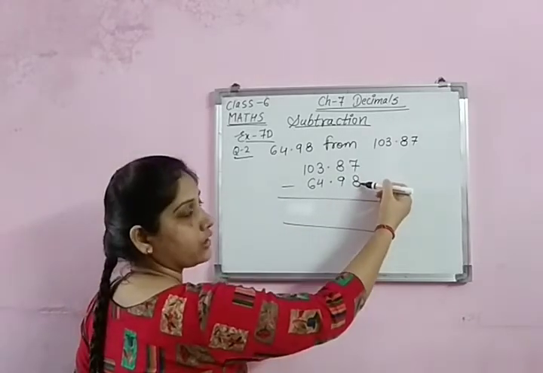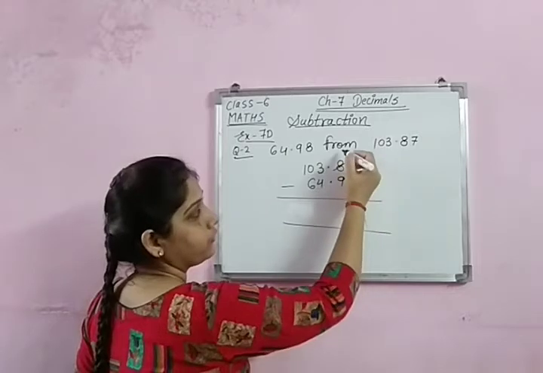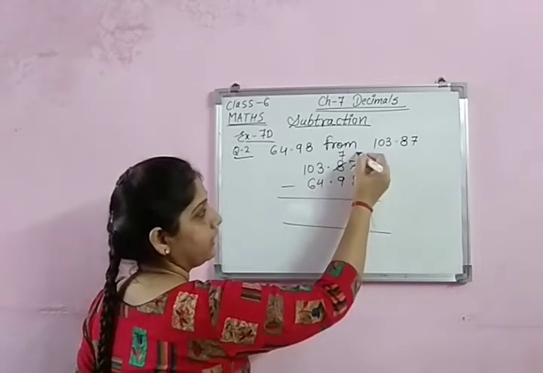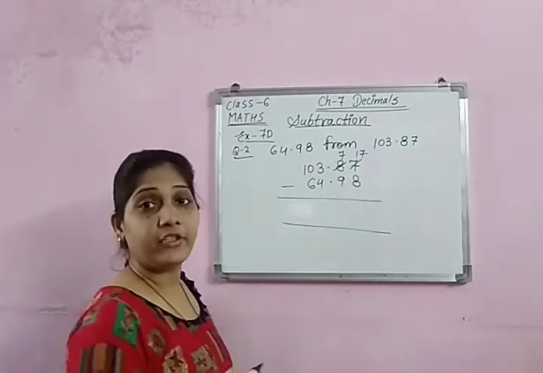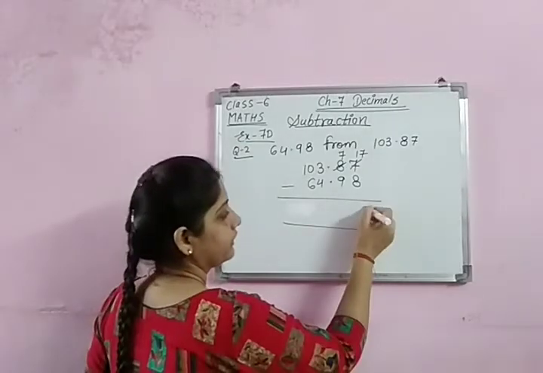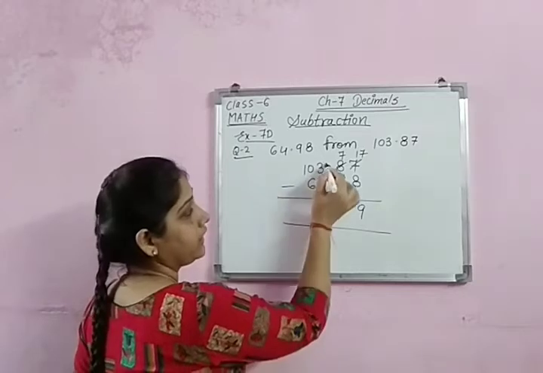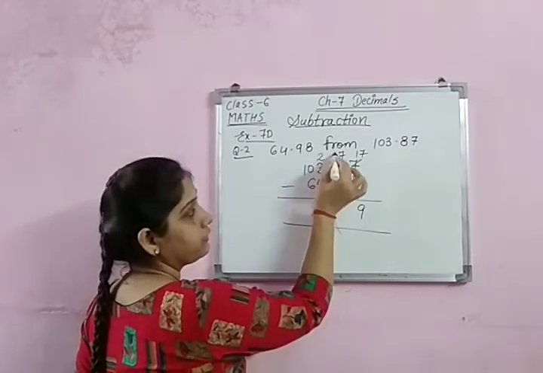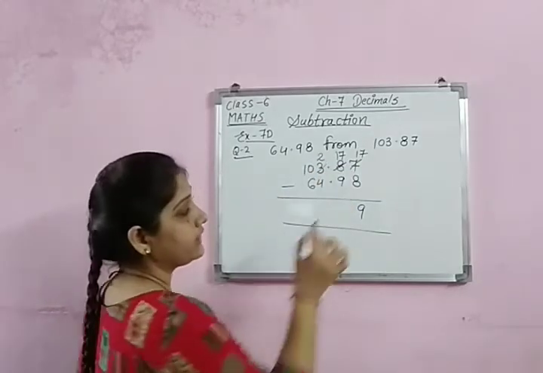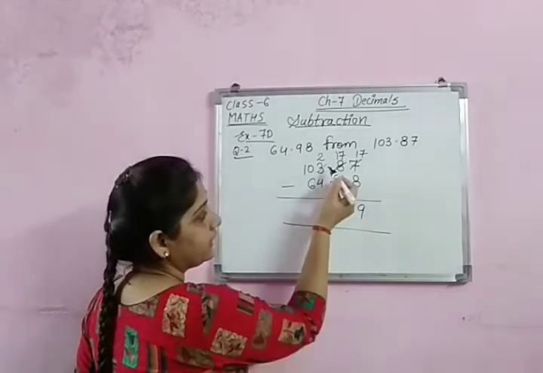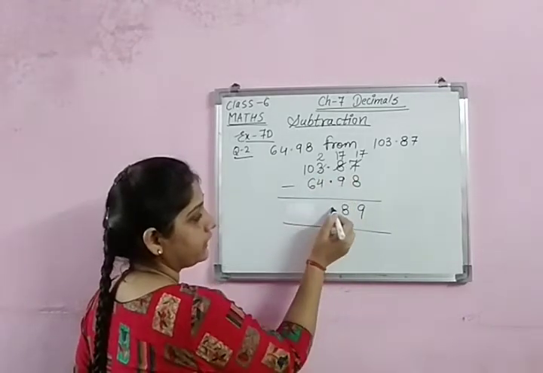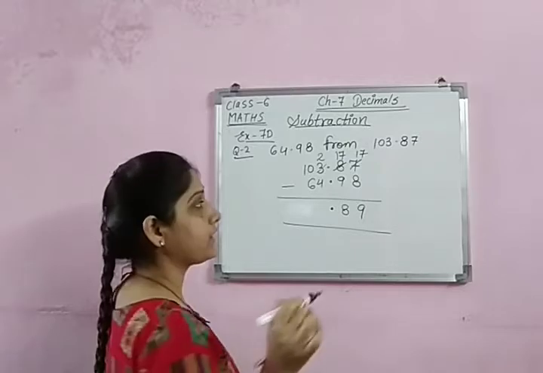From 7 we cannot subtract 8, so I am taking borrow. It will be 7 and it will be 17. 17 minus 8 is 9, and 7 minus 9 again I can't do, so I have to take borrow. It will be 2 and this will be 17. 17 minus 9 is 8. Now at the bottom of the point, the point should be there in the answer also.